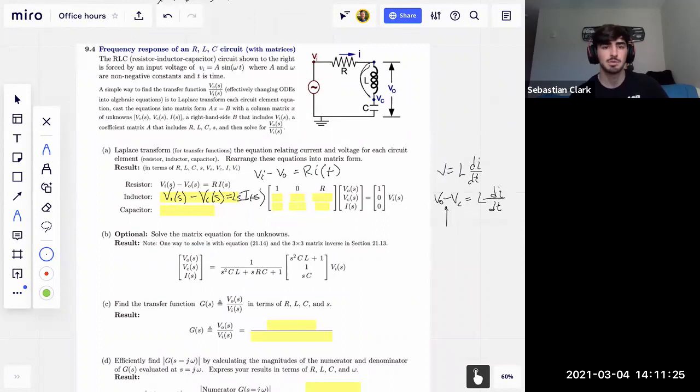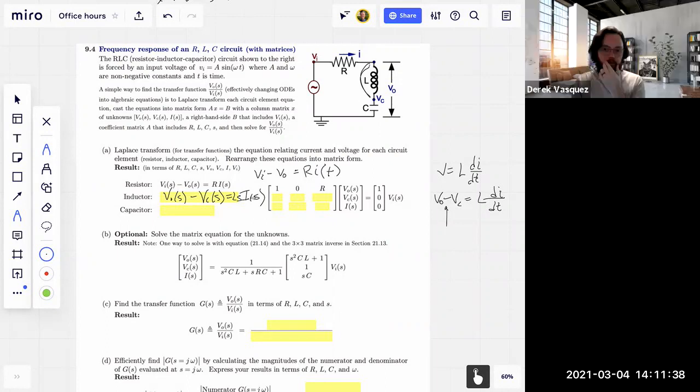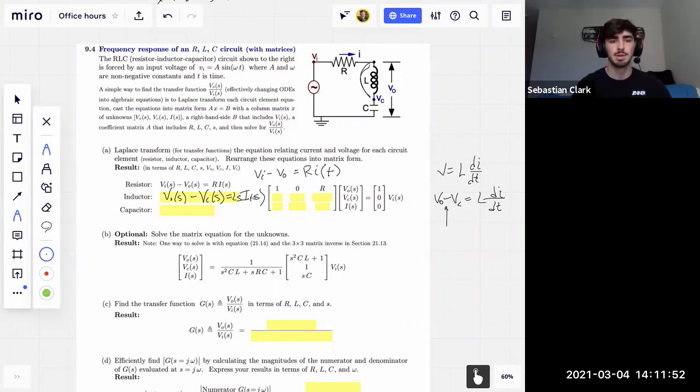Because we're trying to figure out all of this as a function of current, that's why we have capital I of S. Right now we're working with voltage and current. So these are V of S on the left-hand side, and I of S is just the Laplace transform of the current. Okay, thank you.